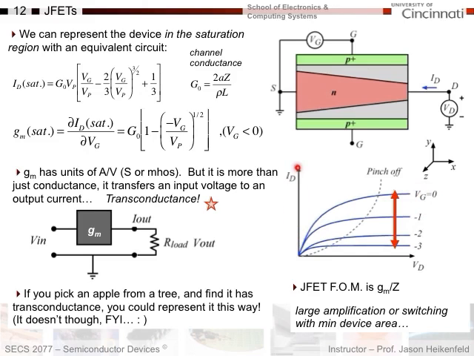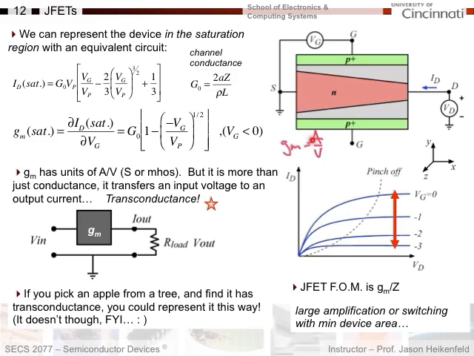Well, that means transconductance, right? We talked about that before. Transconductance, you take an input voltage and it modulates the output current. So GM has units of amps per volt, and if I multiply this times volts, I just get the amps. That's how transconductance works. So how do I solve for transconductance for this?